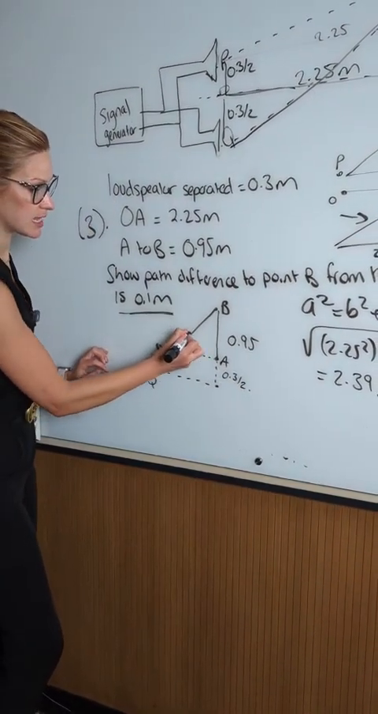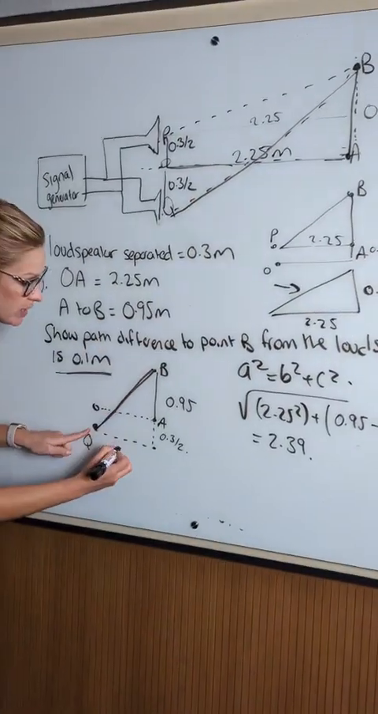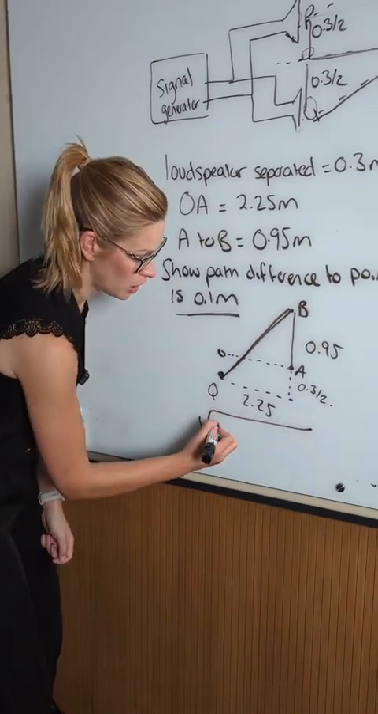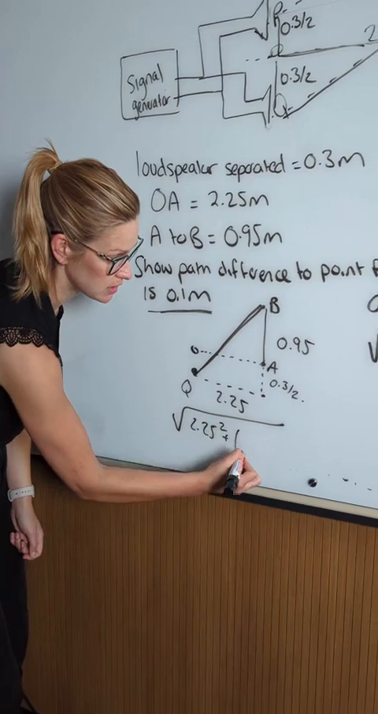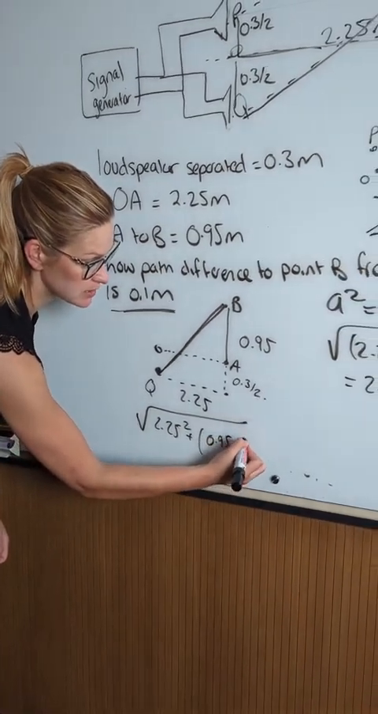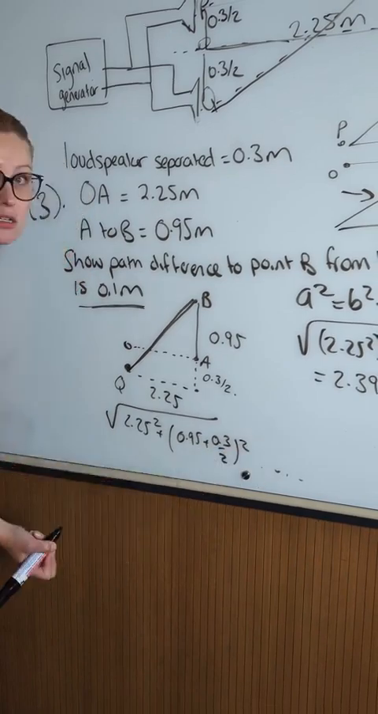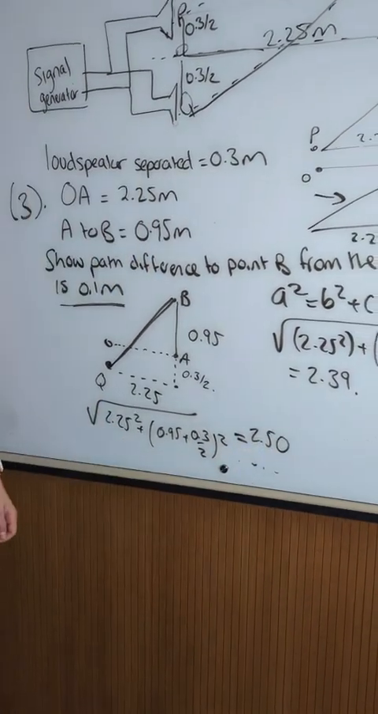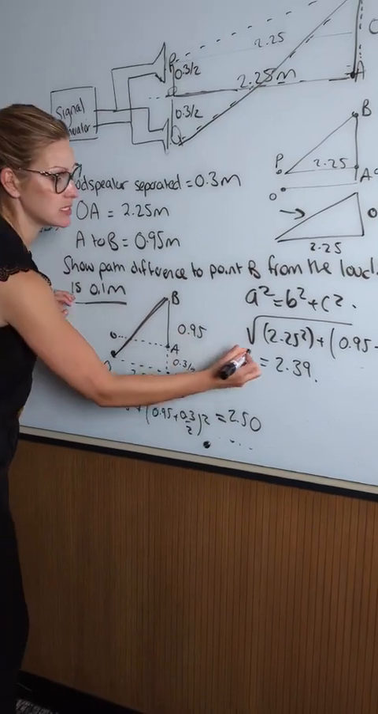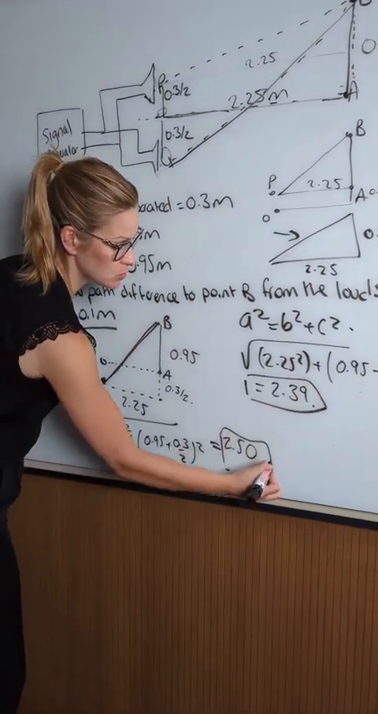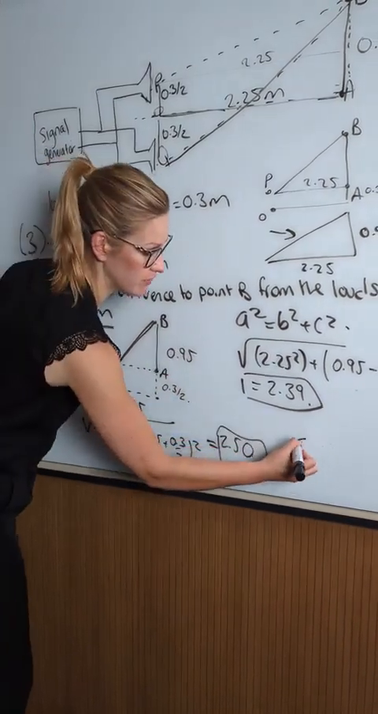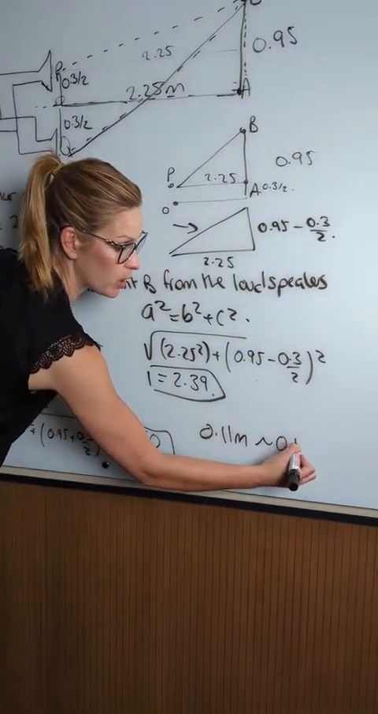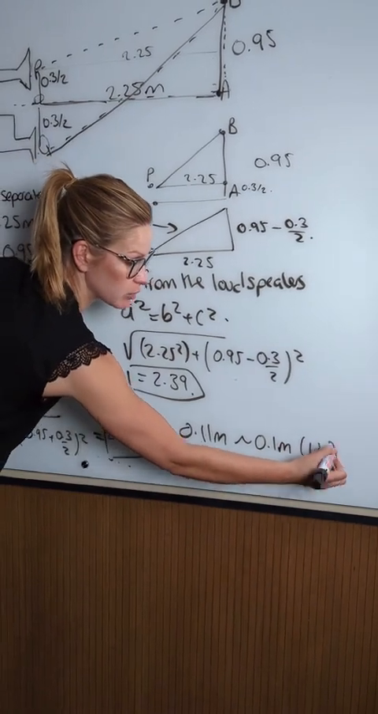Again, I want to find out what the distance of this line is. I know the base is 2.25. So to find out the distance of that line, what I do again is my square root of 2.25 squared plus 0.95 plus 0.3 over 2 all squared. And I'm going to get a final answer there of 2.50. So what I do now to prove the path difference, I want to see what difference these two waves traveled. So when I take away these two numbers from each other, I'm going to get a final answer of 0.11 meters. Which I know is equal to 0.1 meters if I was to write my answer to 1 decimal place.